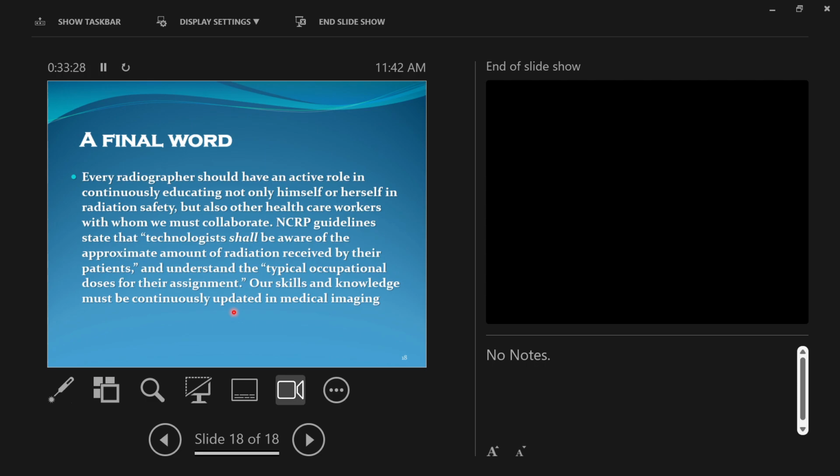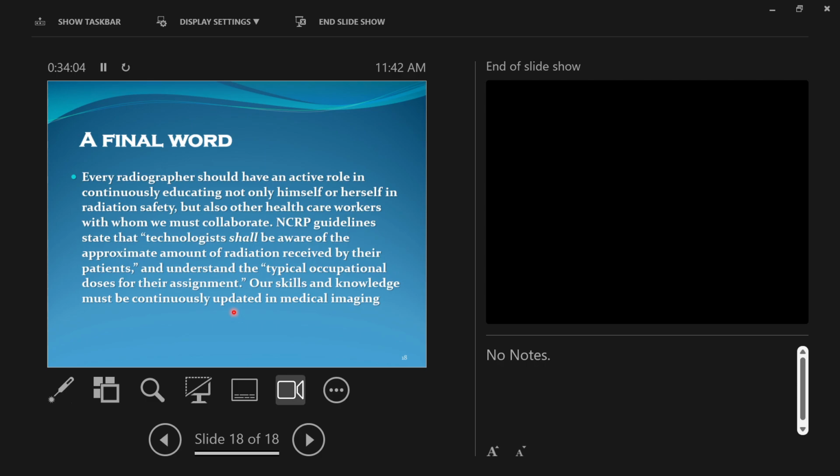We're getting done a little earlier than I planned, but that's okay. Final word. Every radiographer should have an active role in continuously educating not only him or herself in radiation safety, but also other healthcare workers. You should be the expert in the safe use of radiation in your workplace, right? NCRP guidelines state that the technologists shall be aware of the approximate amount of radiation received by their patients and understand the typical occupational doses for their assignments.